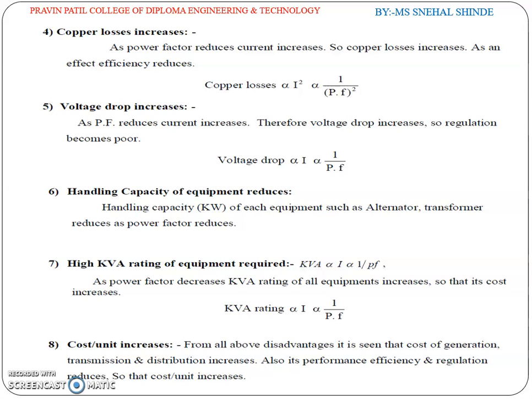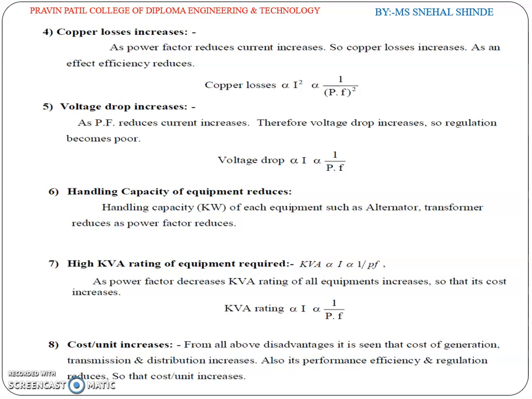Next disadvantage is that copper losses increase. As the power factor reduces, current increases, so the copper losses increase. As an effect, efficiency reduces. Copper losses are proportional to the current squared and inversely proportional to the power factor squared.